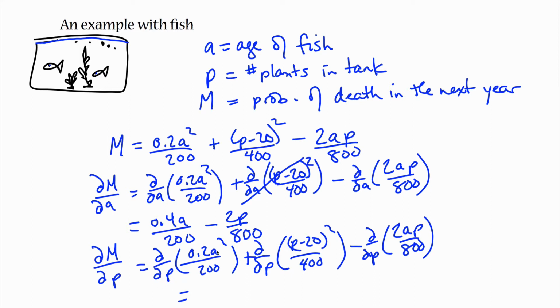Well, the first term, right, 0.2A squared over 200 with respect to P, that's just going to be 0 because A is a constant. The second term, we're going to get 2 times (P minus 20) all over 400. And the final term, we're going to get d by dP of 2AP over 800. That's just going to be 2A over 800. So we see in both cases, right, the effect on mortality of adding a plant is going to depend both on the number of plants I have already and how old the fishes are.